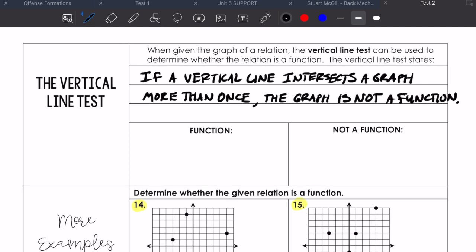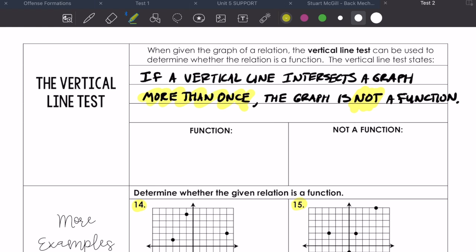When given a graph, the easiest way to test this is a vertical line. What it means is, if you can draw a vertical line on the graph that intersects more than one time, then the graph is not a function. I'm going to highlight that. So as you write this down, if you can draw a vertical line that intersects a graph more than once, then this graph is not a function.